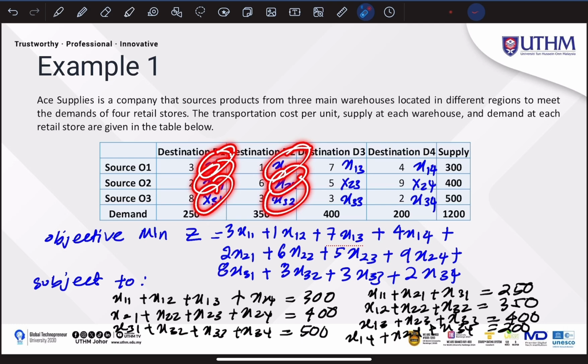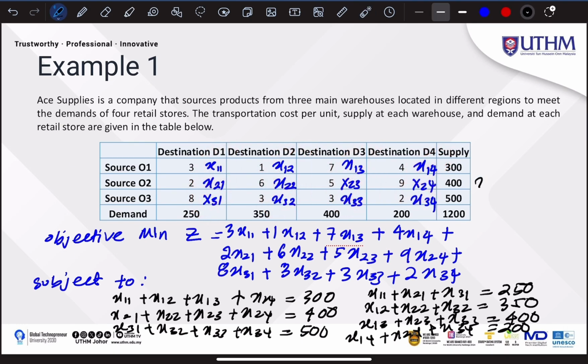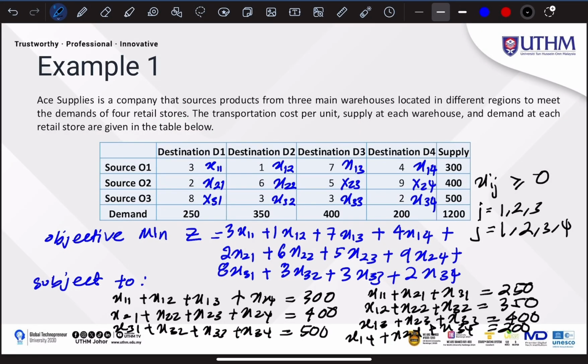And then another constraint is the non-negativity constraint, meaning that all of the variables must be equal to 0 or more than 0. You cannot have a negative value. So all of these variables, let's say represented as xij, must be greater than or equal to 0, with i being our row 1, 2, 3, and j being 1, 2, 3, 4. Okay, done. That is our linear programming model.